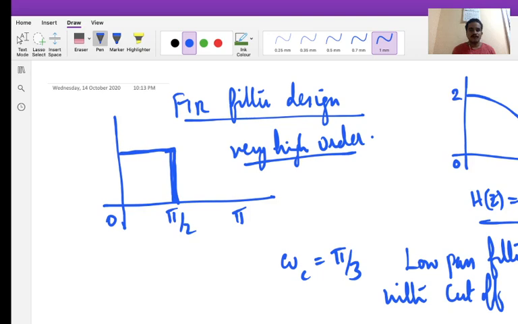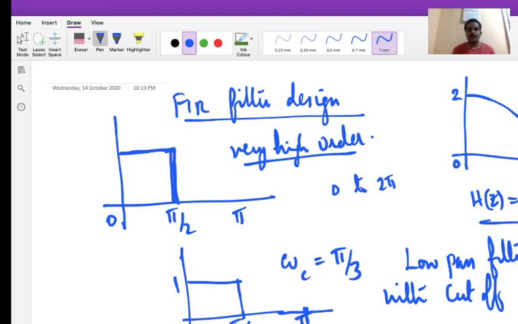So in that case the response should be something like this: from 0 to pi by 3 you should be able to pass the whole signal with magnitude 1. But the actual frequency at pi corresponds to the sampling frequency fs. Now it's from 0 to pi, so this will be fs by 2, from minus fs to plus fs in the positive and negative frequency range.